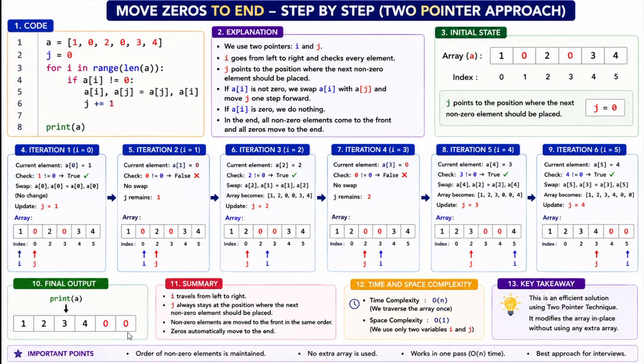And here this is the final output. What we got? 1, 2, 3, 4, 0, 0.